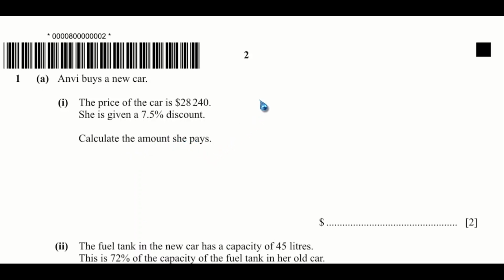So to approach this question, you could use several ways. I'll show you two ways. The first one is to calculate the amount of the discount. The amount of the discount will be equal to 7.5 out of 100 multiplied by the price of the car, which is $28,240. If you input this into your calculator, you should get $2,118. So that is the amount of the discount.